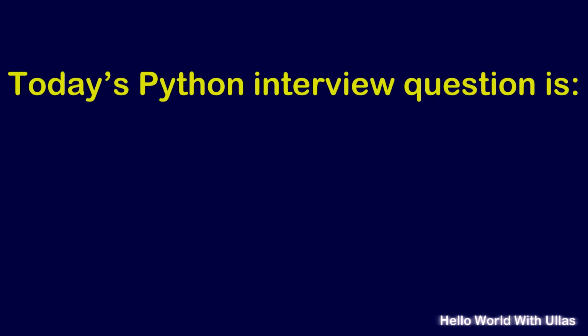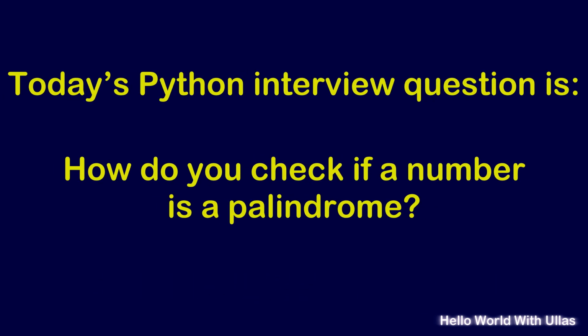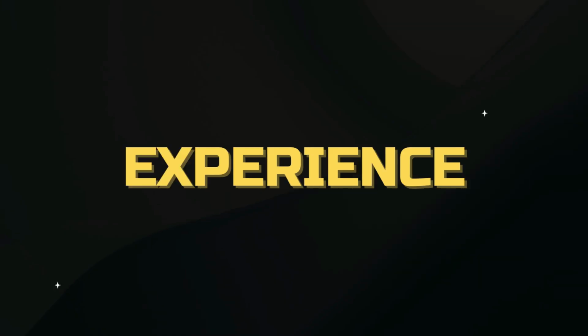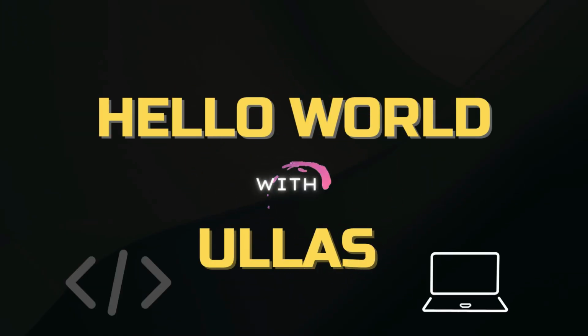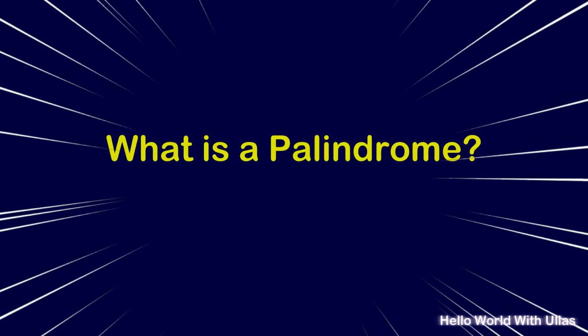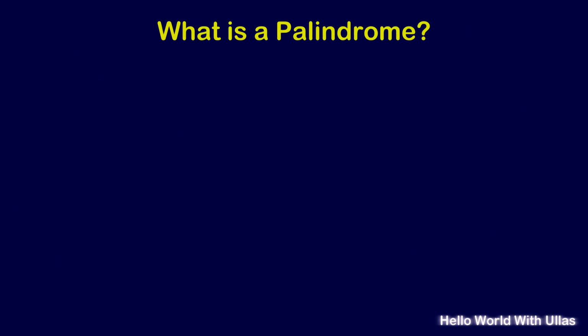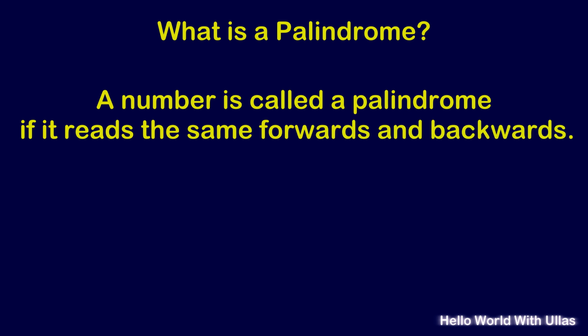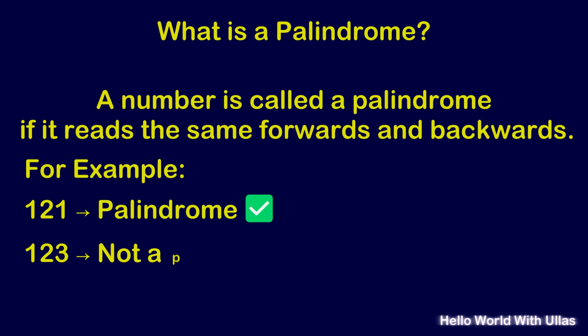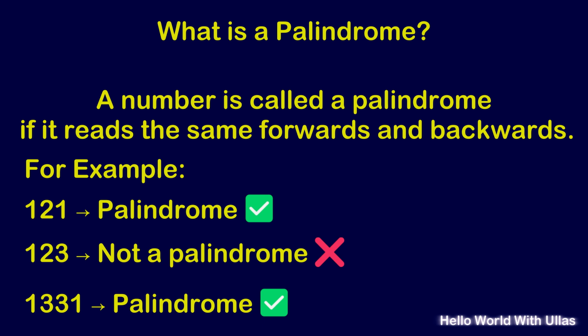Today's Python interview question is, how do you check if a number is a palindrome? So let's see what a palindrome is. A number is called a palindrome if it reads the same forwards and backwards. For example, 121, it's a palindrome. 123, it's not a palindrome, because from the backwards it is 321. 1331, it's a palindrome, because from backwards as well it is 1331.